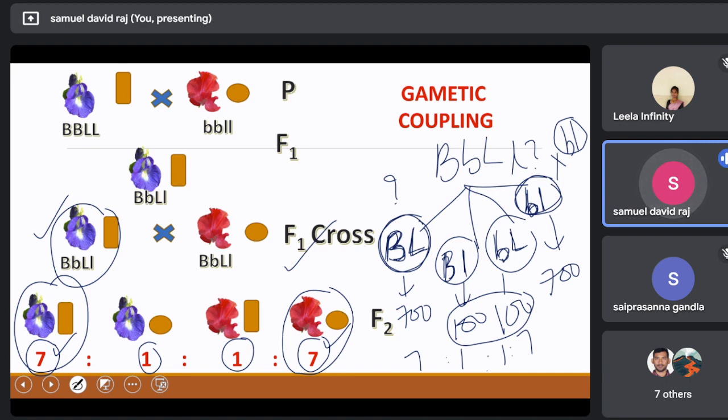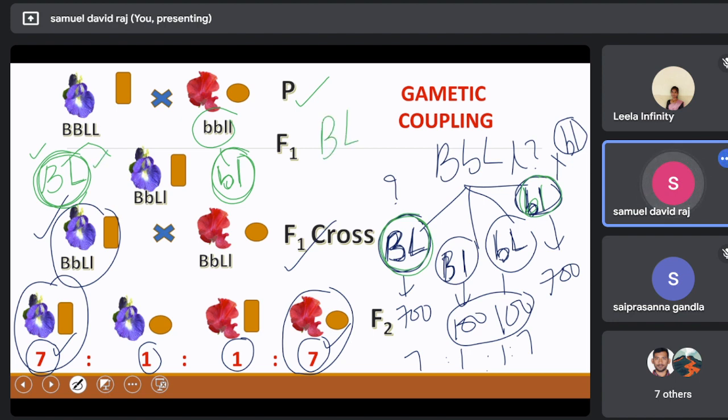Why has this happened here? Because they say that in the parental generation, when the gametes are formed, the combination is capital B and capital L, and here the combination is small b, small l. Capital B and capital L are more in number because this is the combination seen in the parental generation. Small b, small l are more in number because that is the combination seen in the recessive parent. And they say that both the dominants, capital B and capital L.